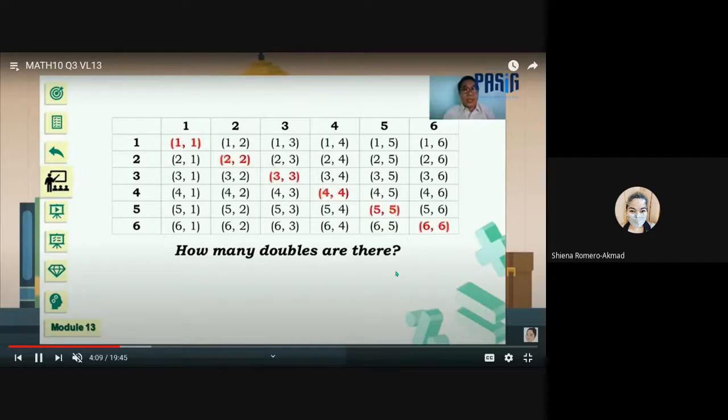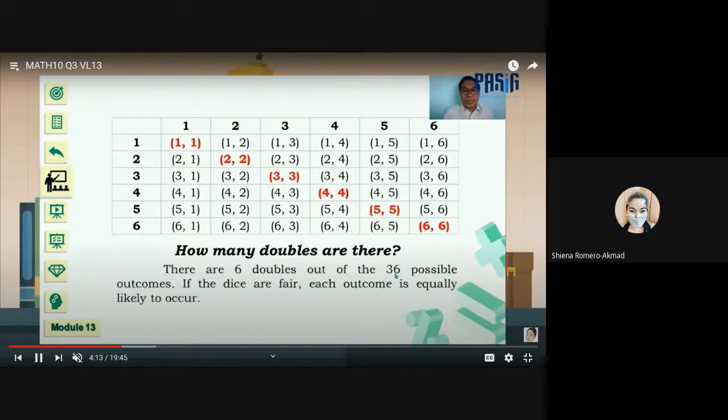So syempre hanggang 6 lang naman yung pwedeng maging outcome ng isang die, no? And each has a fair outcome or can equally occur. Pag sinabing equally occur, pwedeng mangyari. They will happen. Okay? Meron silang equal chance of happening.